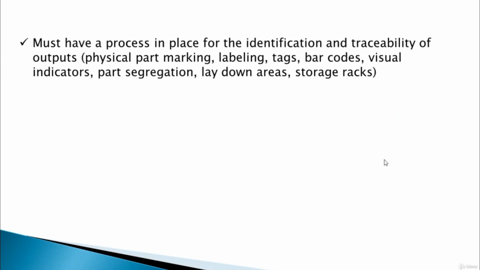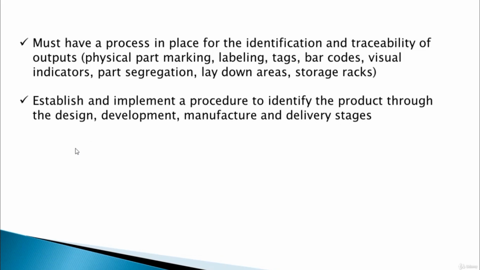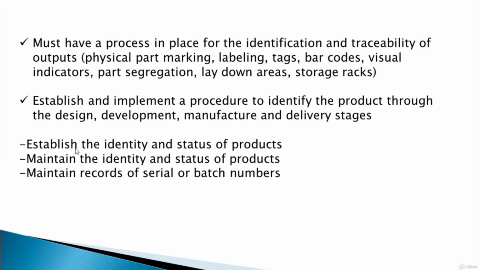So the organization first must have a process in place for the identification and traceability of the outputs through physical part marking, through labeling, through tags, barcodes, visual indicators, part segregation, laid down areas, and maybe storage racks. And also this traceability and the identification system needs to be implemented through the design, development, manufacture and delivery stages. We're talking establishing the identity and status of products and maintaining that identity and status, and we're talking about maintaining records of serial or batch numbers.